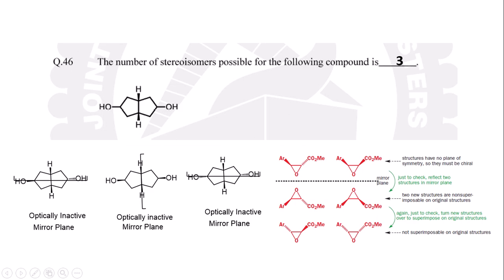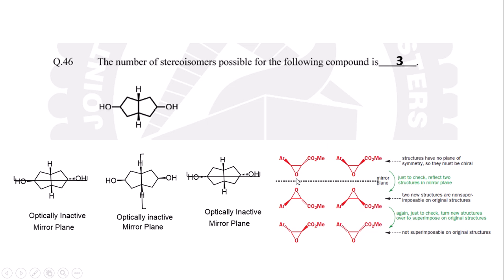And this is a stereochemistry problem, where we find the number of stereoisomers possible in the compound. Here the two hydroxyl groups are either both on the top side, or both on the bottom side, or one on the top and one on the bottom side. And here the sigma plane is present in all three compounds. So 3 optically inactive isomers are present.